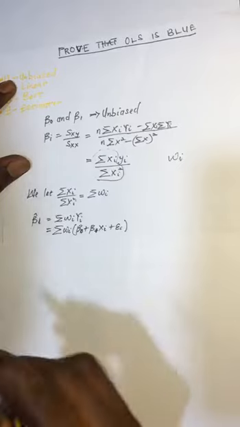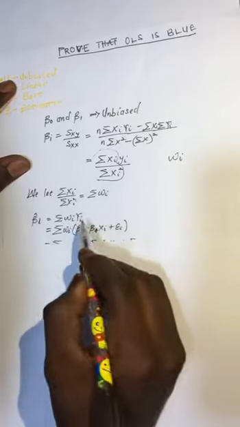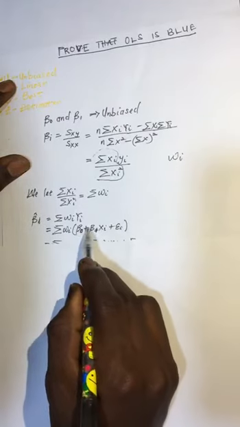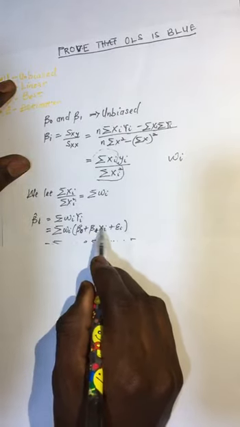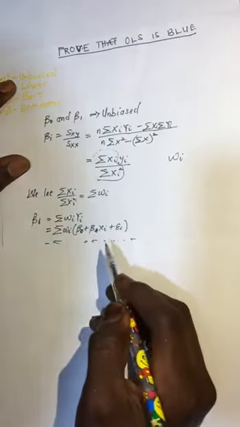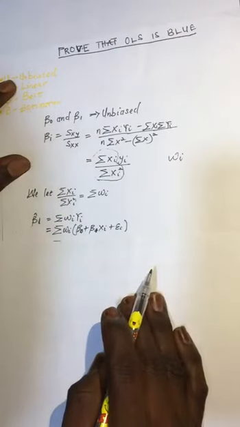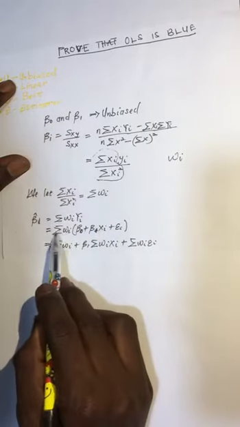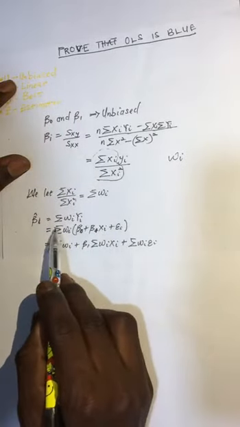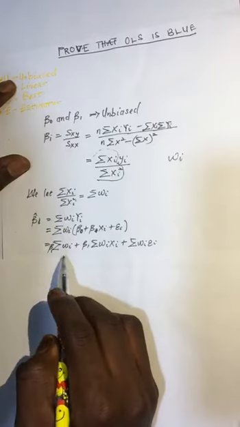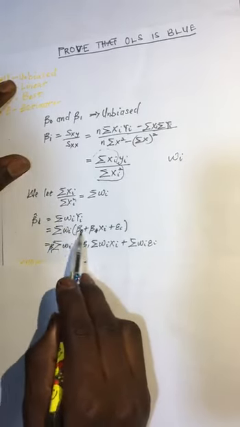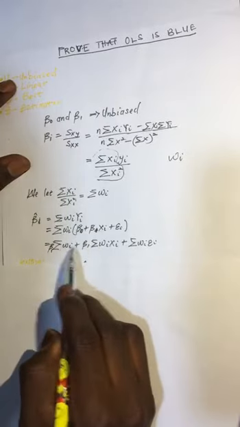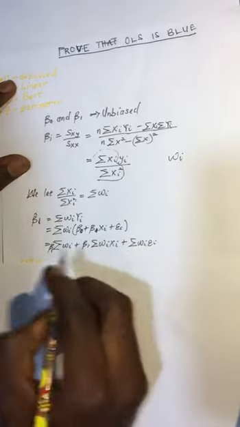We also know that y i is equal to beta 0 plus beta 1 multiplied by x i plus the small error. So now we are just going to expand the bracket. We are going to multiply through by the summation of w i. We use this to multiply this, we get this.